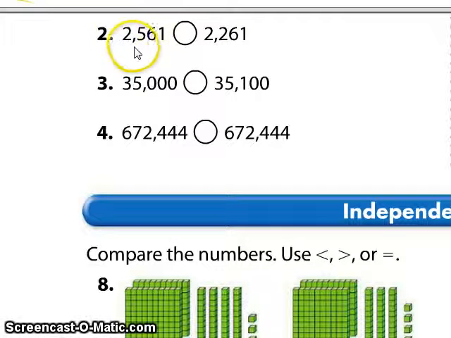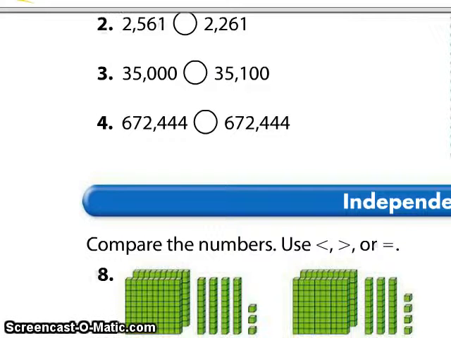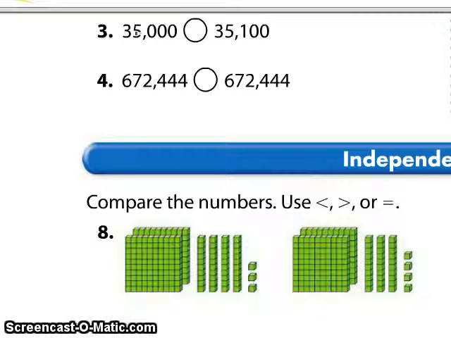So 2,561 is greater than 2,261. And that's all you got to do. There's no more comparing there. Let's look at number 3 and number 4, and then I'll tell you what work you need to do tonight.